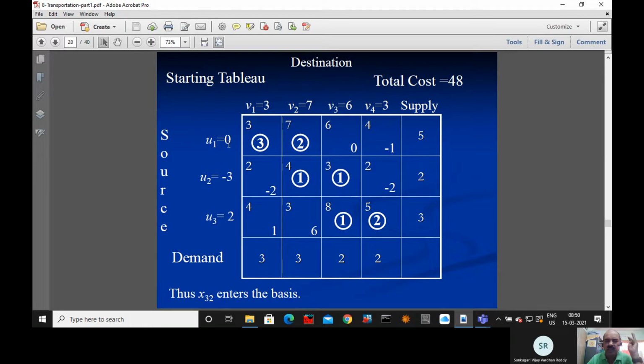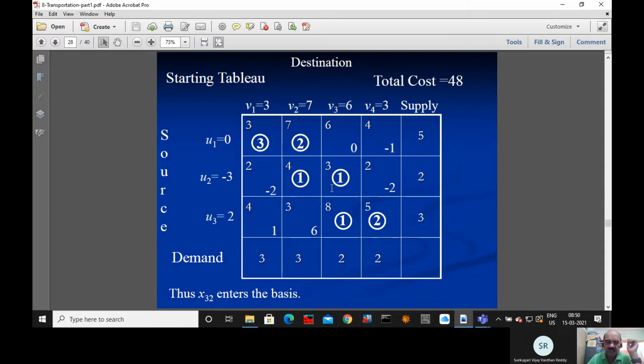Since we have set U1 equal to 0, our V2 equal to 7. Now, in a similar manner, we are computing the dual variables U2 and V2. As you know, it is given U2 plus V2 equal to 4. It is already given V2 equal to 7. Since V2 equal to 7, our U2 equal to -3.